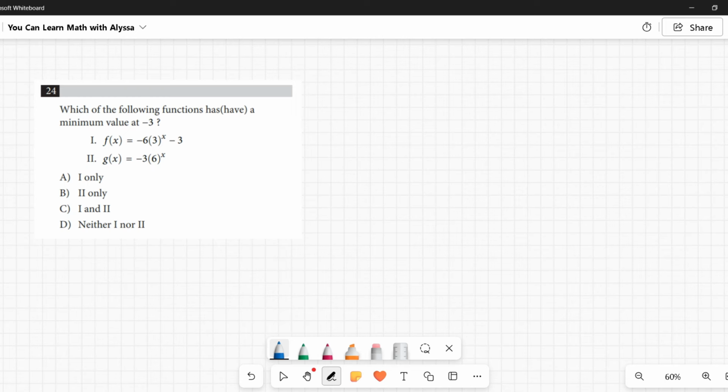Number 24. Which of the following functions has or have a minimum value at negative 3? Okay, so that's sort of the key. We're looking for a minimum value at negative 3. All right. Now, what functions do we have?